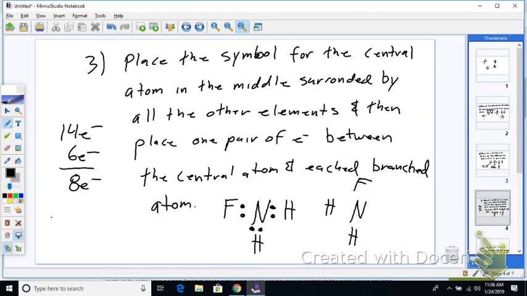Each branch atom. Which one are you wondering about a word? Each. The central atom and each branched atom. Okay. I was confused. Okay? I wrote down. I didn't think about it.